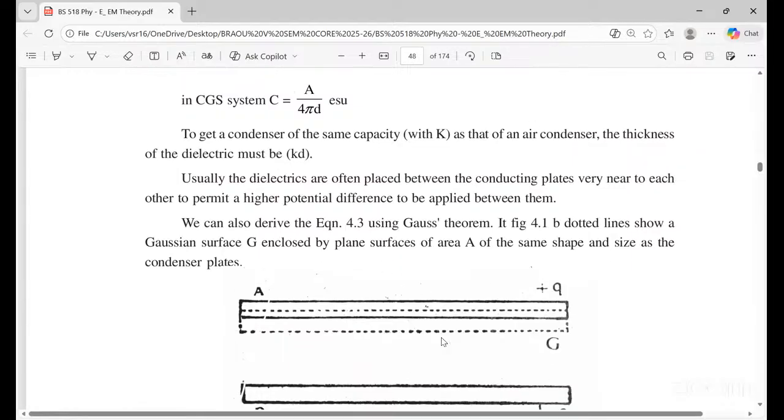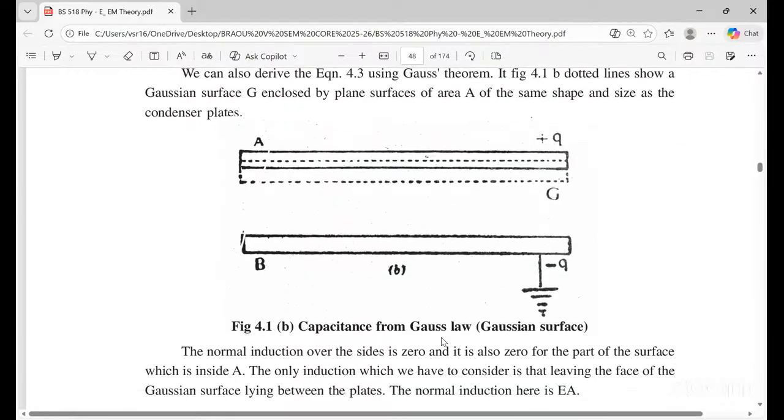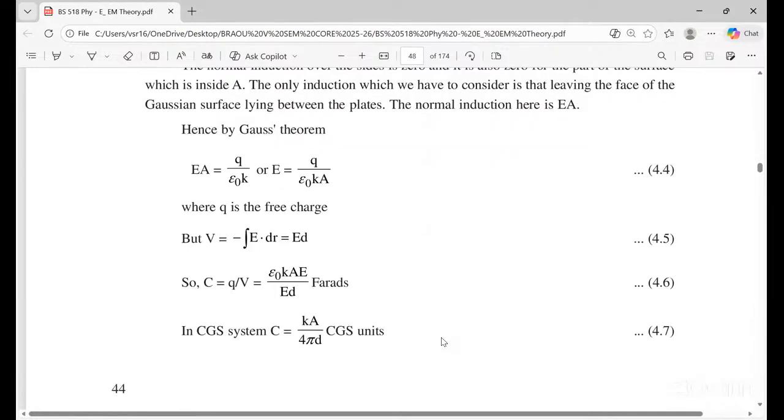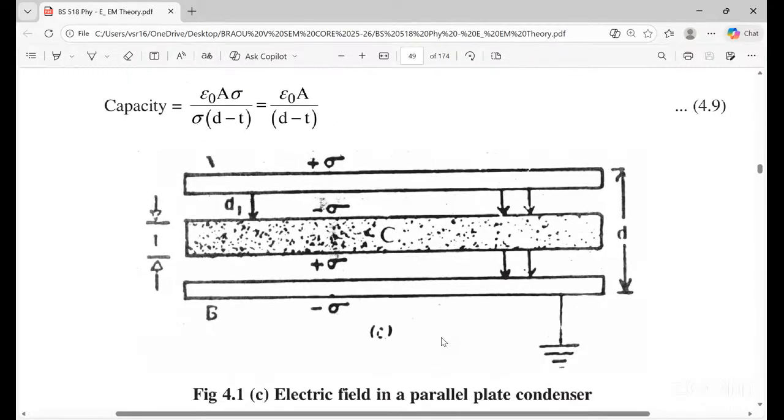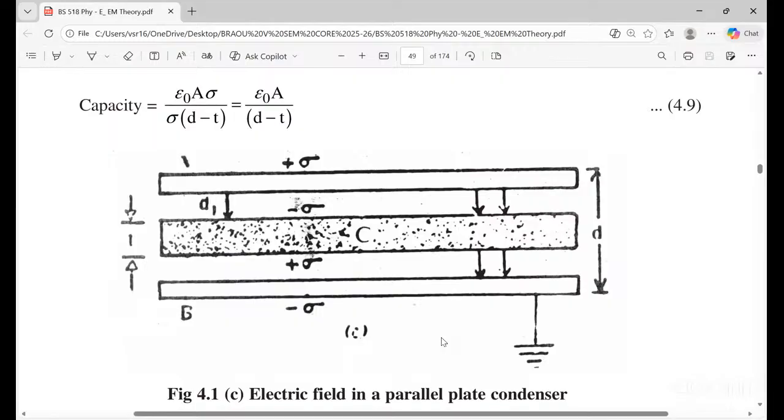The thing is, when you place a dielectric slab between the plates of the capacitor, what is going to happen between the plates and how is the capacitance going to change? Between the plates of the capacitor, you can see here a dielectric slab of thickness small t. See, this thickness is small t. Which one is the dielectric slab? This one is the dielectric slab.